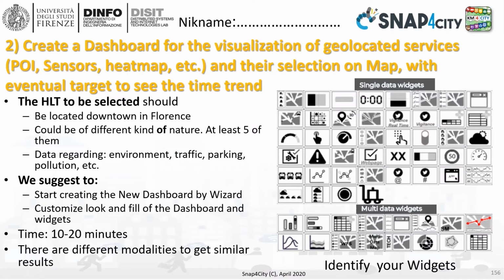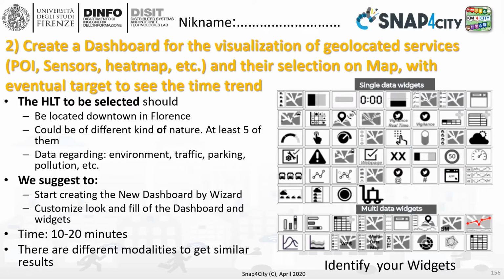Now I create another dashboard to visualize geolocated services, so a list of services and their selection on a map, and a target widget below the map to show the time trend of the data shown on the map. In this case, also, I use high-level types located in the downtown in Florence, and they could be of different nature. And for example, can be data about environmental aspects, traffic flow, parking, pollution, and so on.